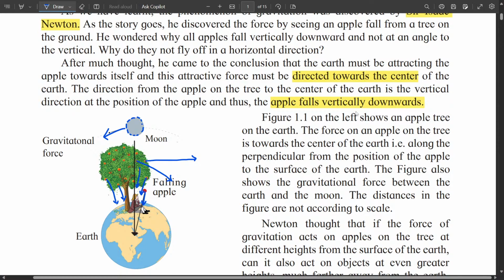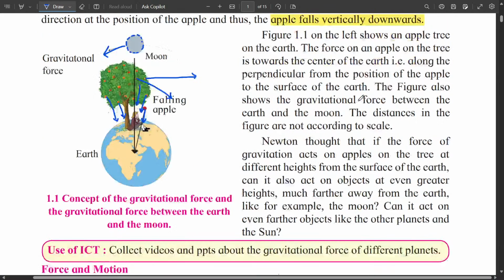Newton thought that if the force of gravitation acts on apples on the tree at different heights from the surface of the earth, can it also act on objects at even greater heights, much farther away from the earth, for example on the moon? Can it act on even farther objects like the other planets and the sun? So the thought process went like this.